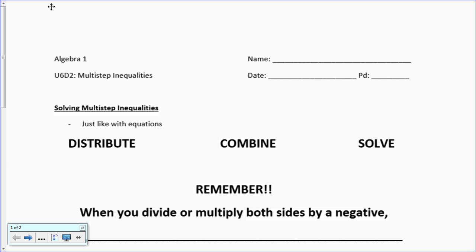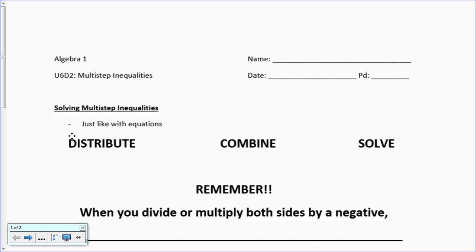This unit we're doing inequalities. So in class, we did 1 and 2 step inequalities. Today, we're going to do multi-step inequalities. Okay? So multi-step inequalities, we solve exactly like equations.